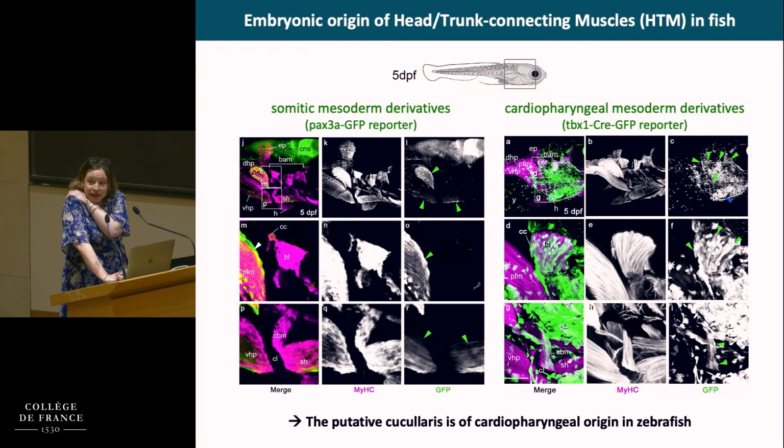So I completed expression and lineage analysis in zebrafish using green fluorescent reporters for PAX3 that labels the somatic mesoderm, and for TBX1 labeling the cardiopharyngeal mesodermal derivatives. And this permitted to show that the putative cucullaris is of cardiopharyngeal origin in zebrafish, as observed in mouse.